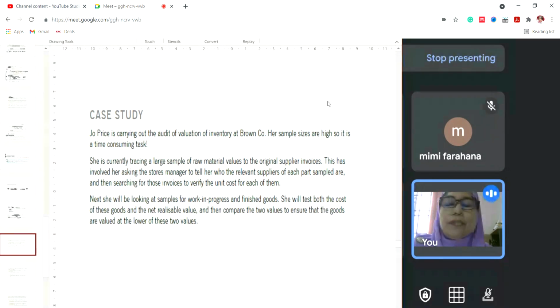Can you read for about 2 minutes? What did Joe Price do in valuation of inventory regarding the raw materials?